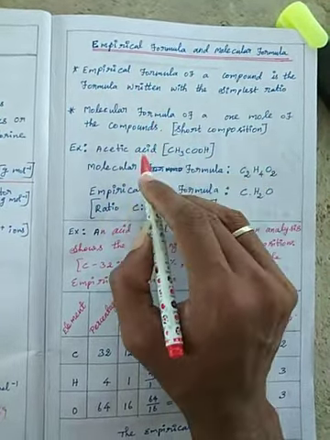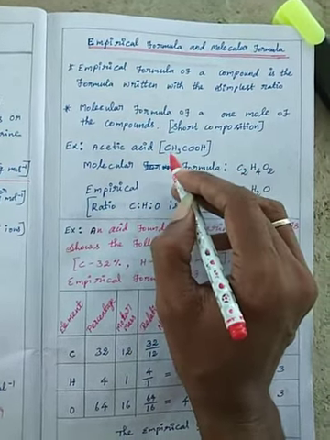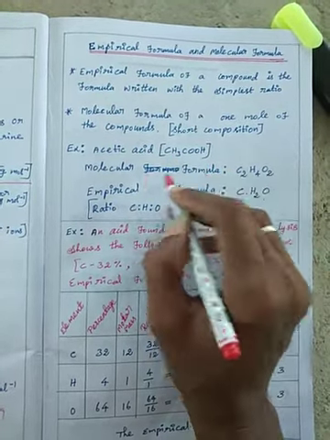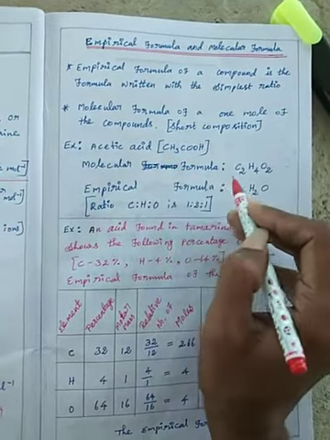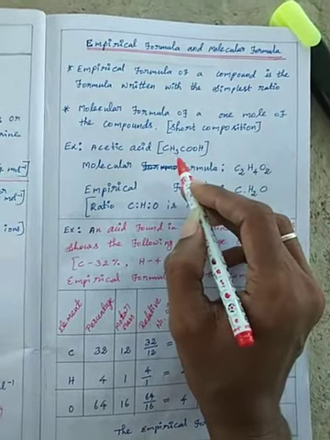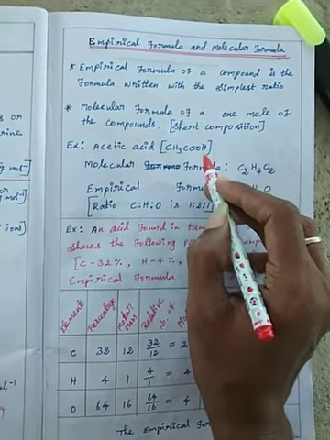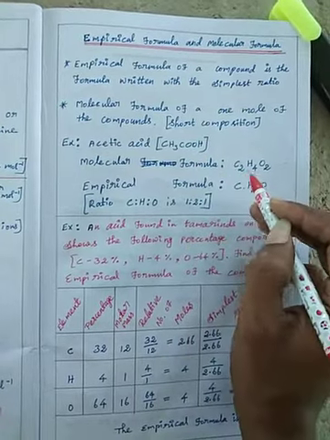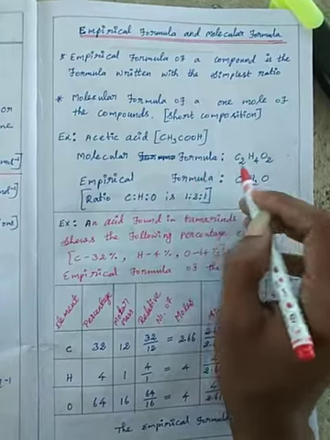The example is acetic acid. Acetic acid is CH3COOH. The order of carbon, hydrogen, oxygen quantities gives the molecular formula. How many carbons are present, students? 1, 2. So carbon is 2. Next, hydrogen: how many times? 3 plus 1, 4. Oxygen: how many times? 2 times. So C2H4O2 is the molecular formula of acetic acid.